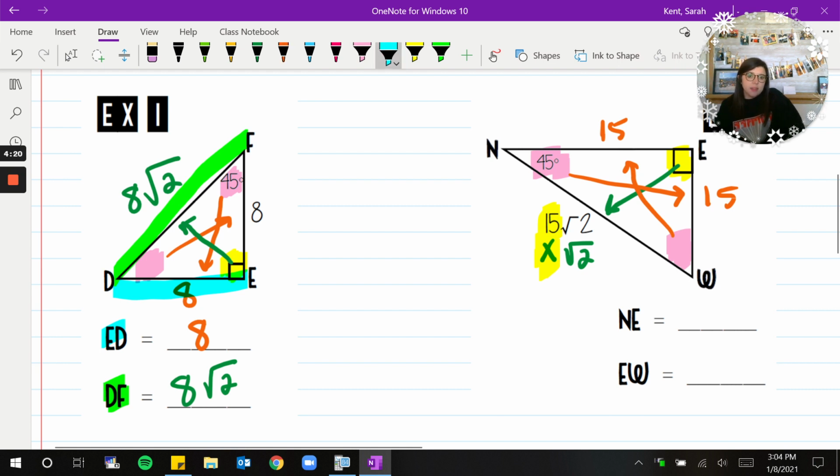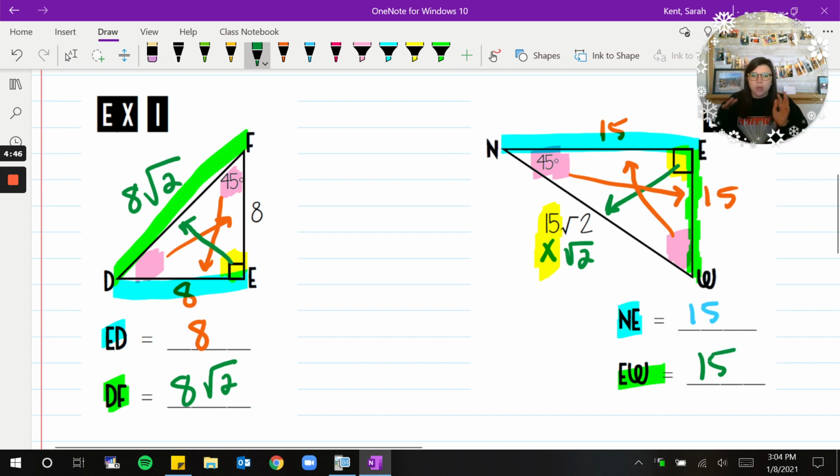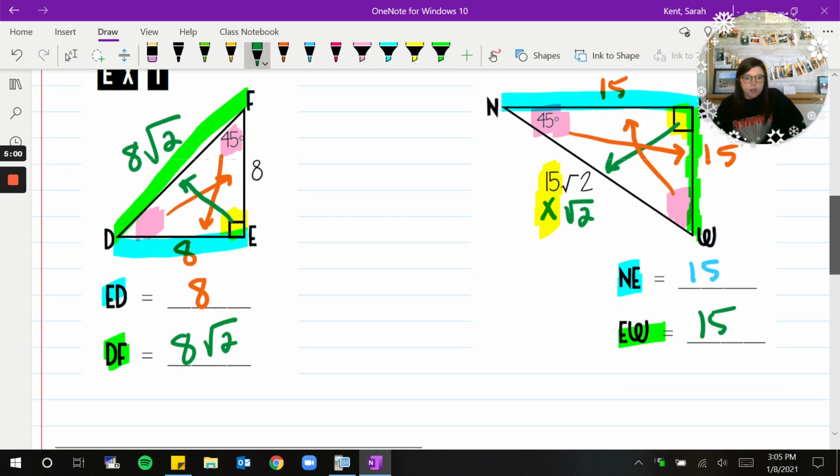When I go to fill in the blanks, I want to look for N to E. From N over to E, we had 15. And then we want E to W. From E down to W, we have another 15. Those are a little more straightforward: here's x, plug it in; here's this, pull out x. Our next ones are going to be a little bit more involved.